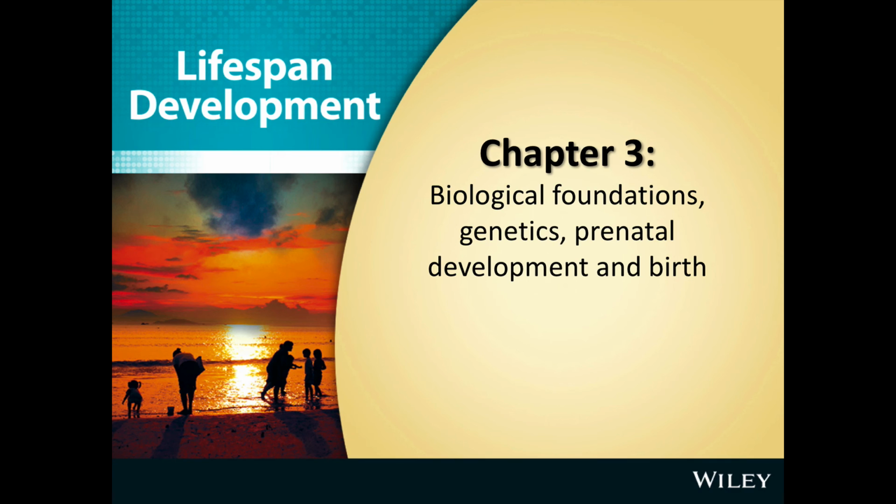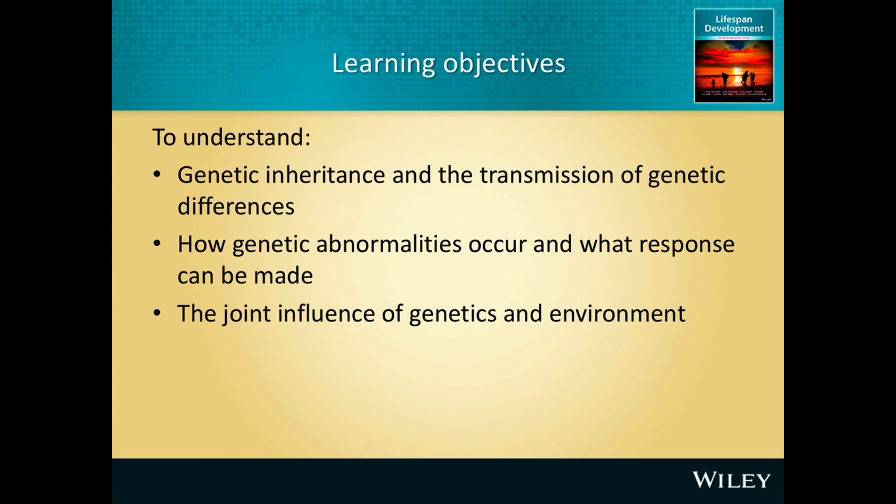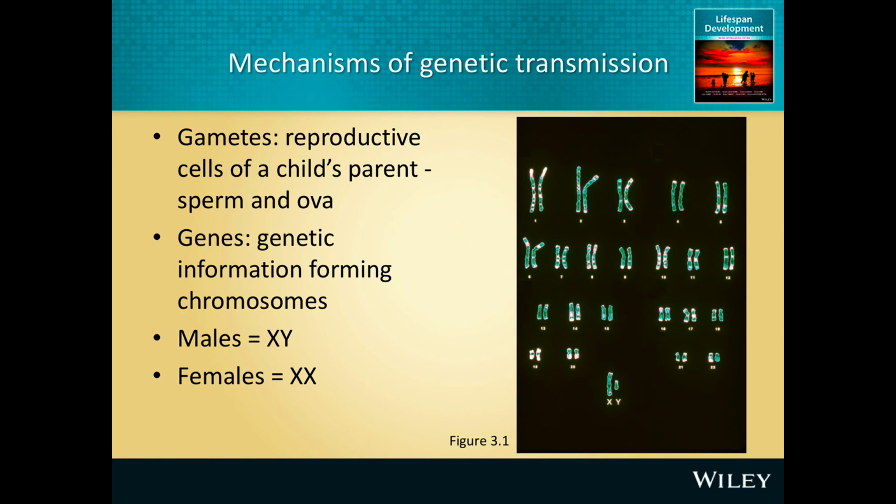So what we're looking at with chapter 3 is biological foundations. We're looking at understanding genetic inheritance, the transmission of genetic differences, how genetic abnormalities occur and what response can be made, and also the joint influence of genetics and environment. Now, you're not having to study the entire chapter. This book is incredibly dense and I'm only getting you to look at certain sections, so make sure you pay attention to the parts of the chapter that we're looking at and that I'm requiring you to understand. So here we go, the mechanisms of genetic transmission.